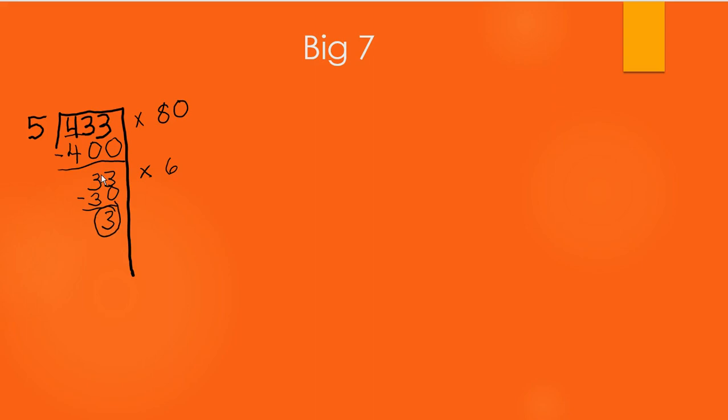Once again, because 3 is less than 5, that's left over. I wouldn't be able to use it. What I'm going to now do is add these two numbers together. So I would end up with 86 remainder 3.